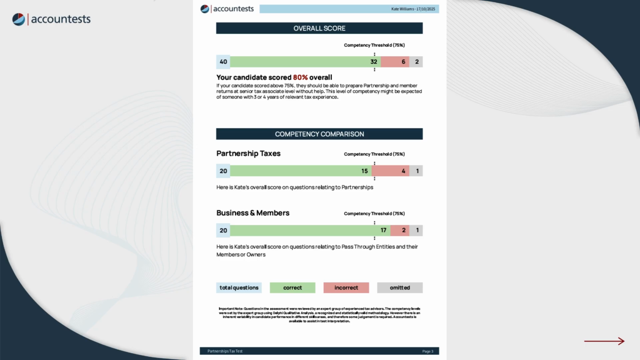It shows the analysis of the 40 questions. The green bar is the questions they got right, the red bar is the questions they got wrong, and if there's a grey bar that shows you any questions that they didn't answer. And then further down the page you can see a split between questions that relate specifically to partnerships and then questions that relate more generally to pass-through entities and the members or owners of those entities.